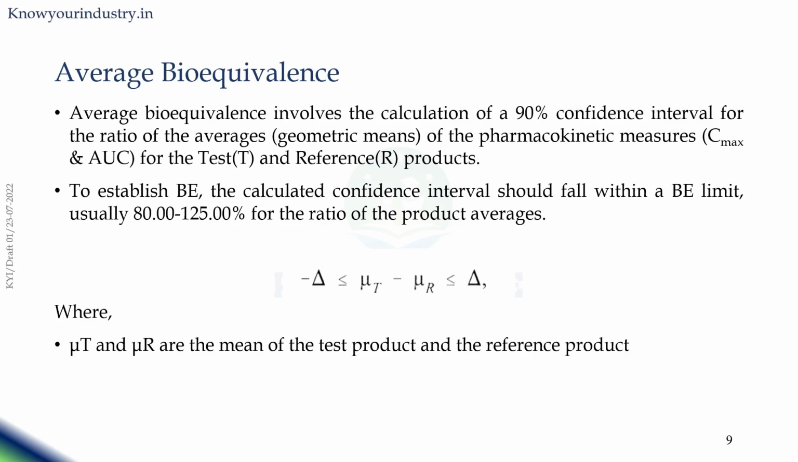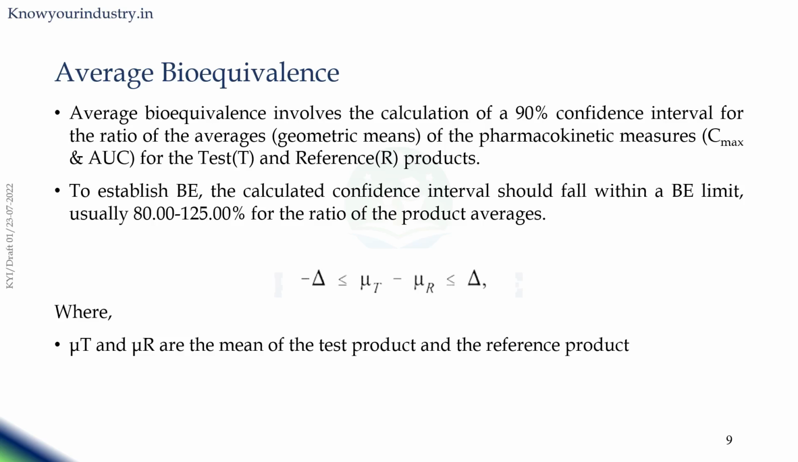Now, what is average bioequivalence? Average bioequivalence involves the calculation of a 90% confidence interval for the ratio of the averages, that is geometrical means, of the pharmacokinetic parameters, either Cmax or AUC, for the test and reference products. So this is the calculation of the 90% confidence interval for the ratio of the averages of the pharmacokinetic parameters. So for example, you have test and reference product Cmax values. T by R will be calculated. Then for these ratios, the 90% confidence interval will be calculated from the mean, based on how it is deviating. That is what the calculation of average bioequivalence talks about.